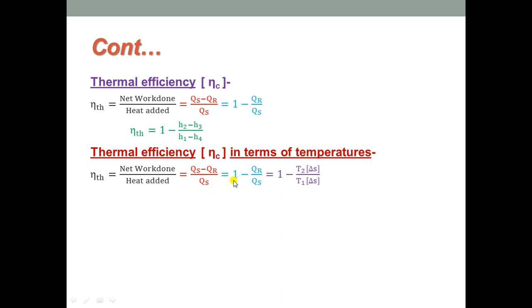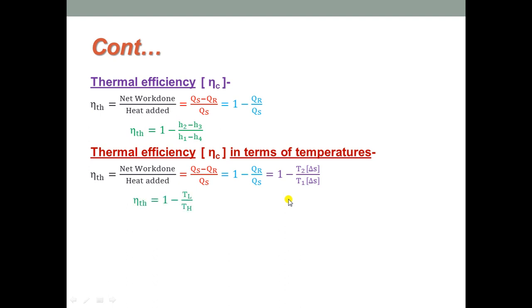So, after simplification, you will get 1 minus heat rejected over heat supplied, which is equal to 1 minus T2 into delta S over T1 into delta S. Here delta S represents the change in entropy during the heat rejection process as well as the heat supplied process. You can check with your TS diagram.